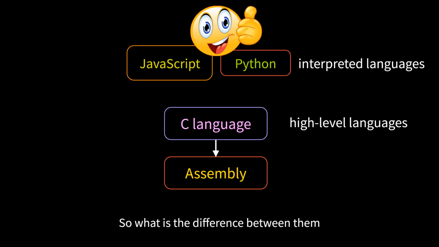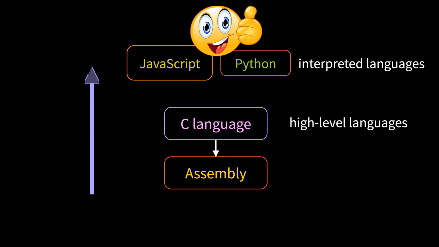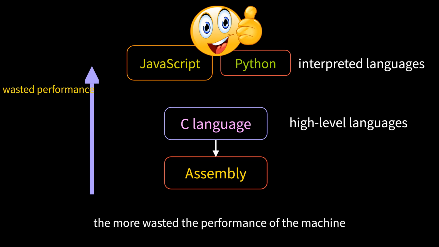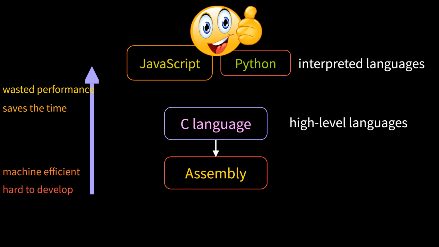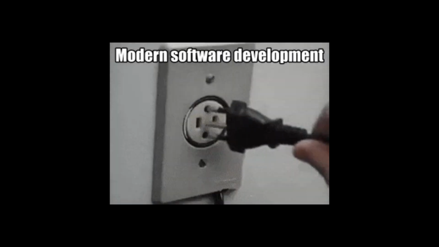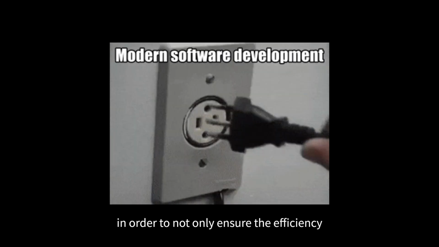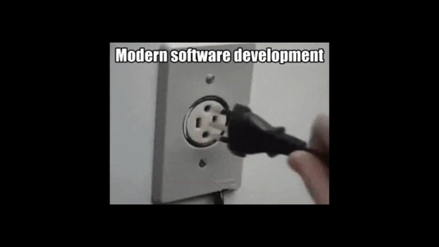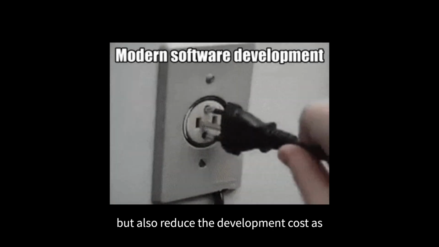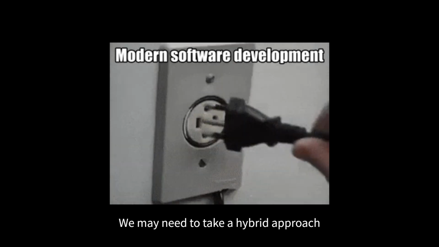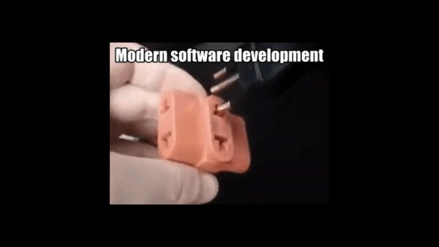So, what is the difference between them? In simple terms, the higher the level, the more wasted the performance of the machine, but it saves the time of program development. The lower the hierarchy, the opposite. Nowadays, in many cases, in order to not only ensure the efficiency of machine operation, but also reduce development cost as much as possible, we may need to take a hybrid approach.